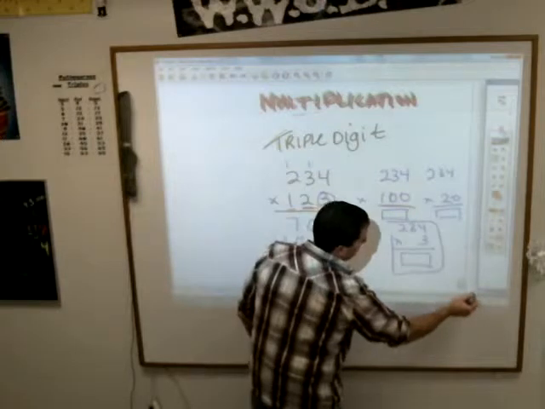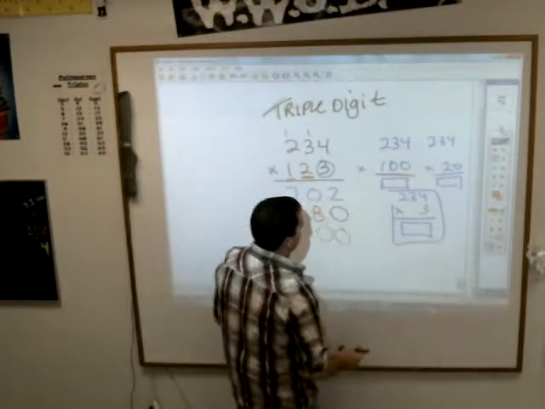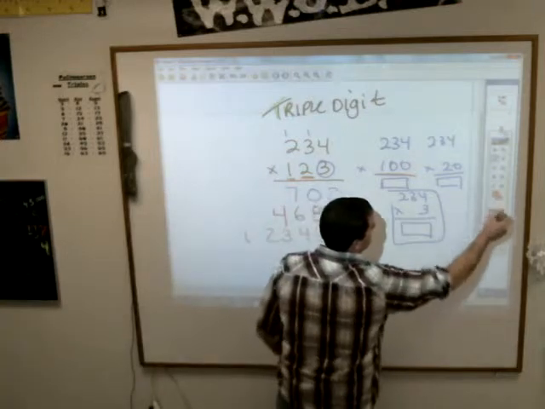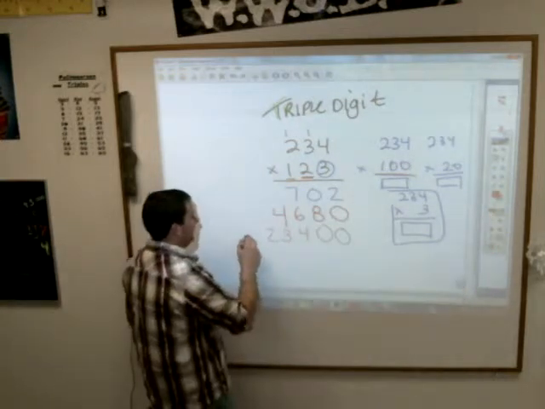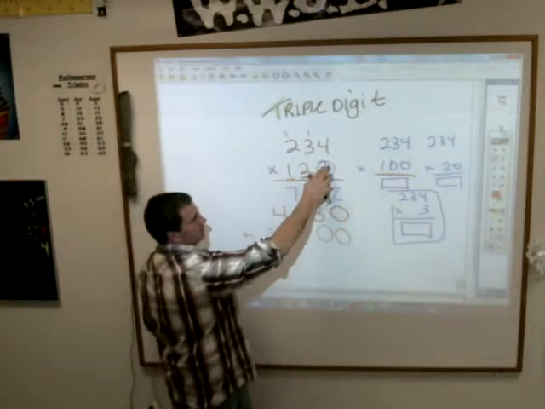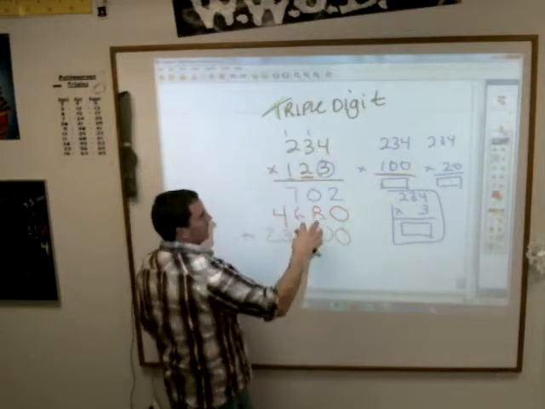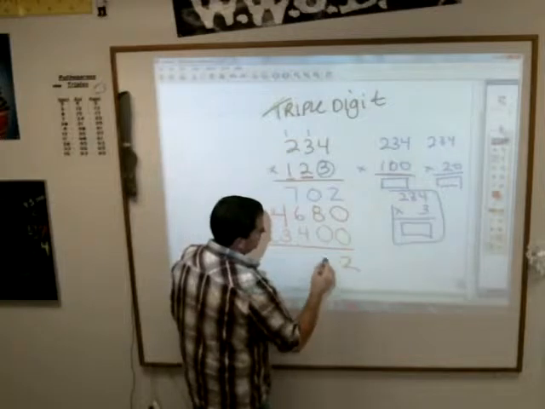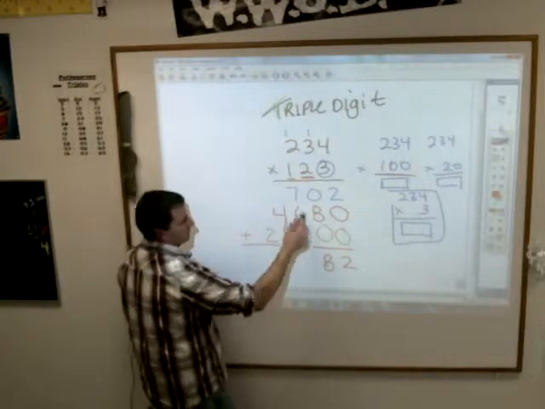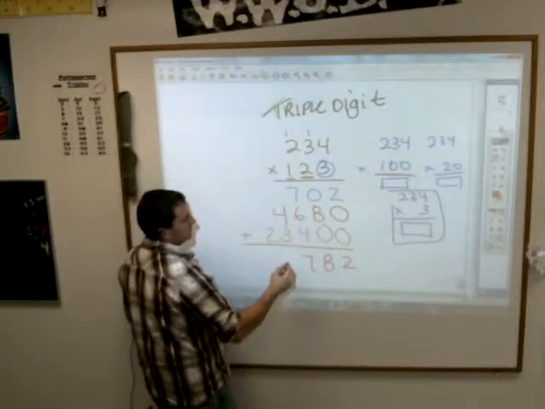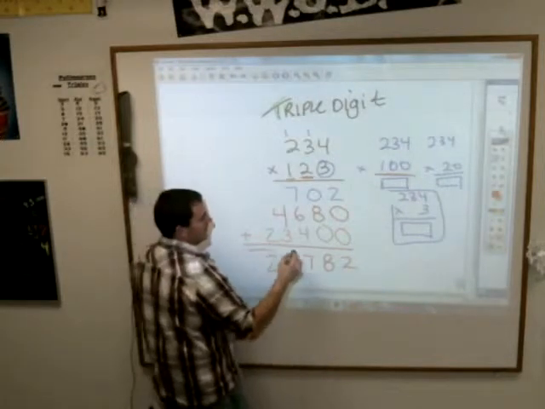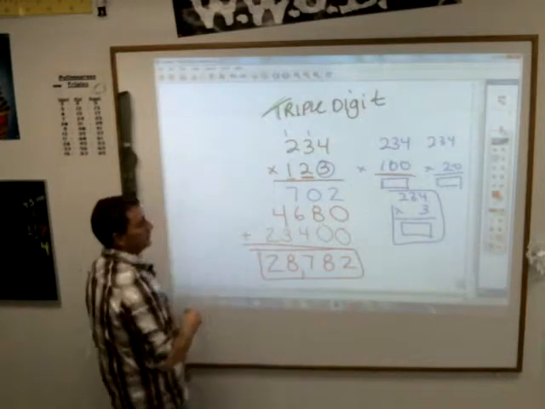And now once you get all of that multiplication done, then it ends up being an addition problem. Because you have to add what you got when you multiplied 3 by that, 20 by that, and 100 by that. Adding it all together, you get 28,782.